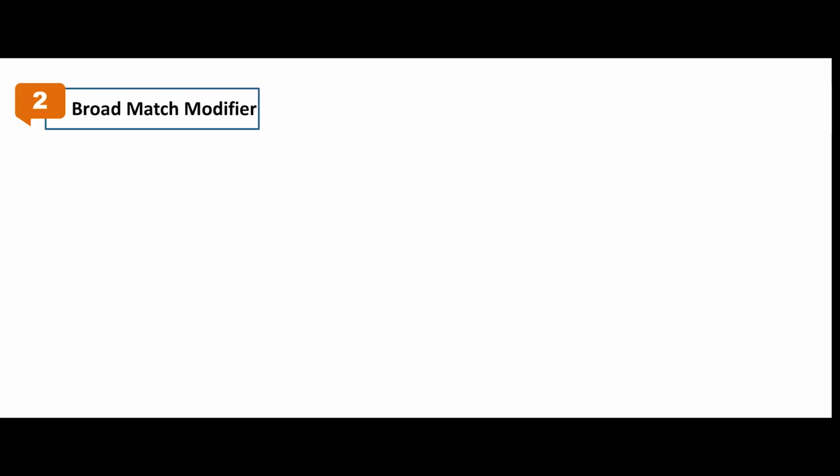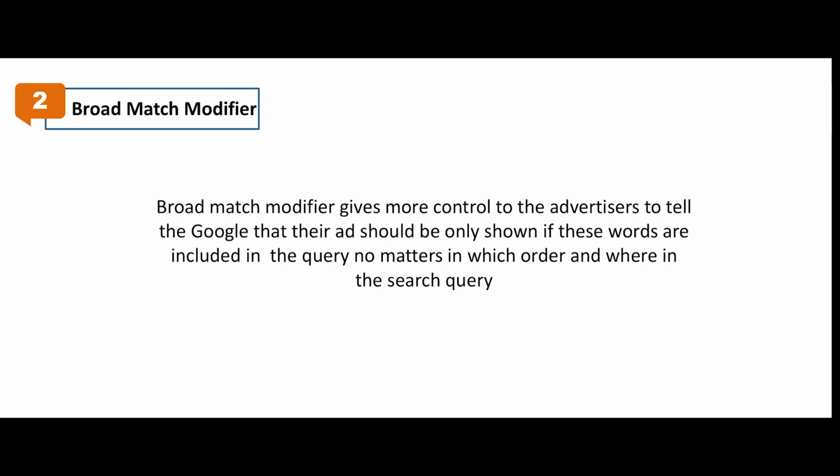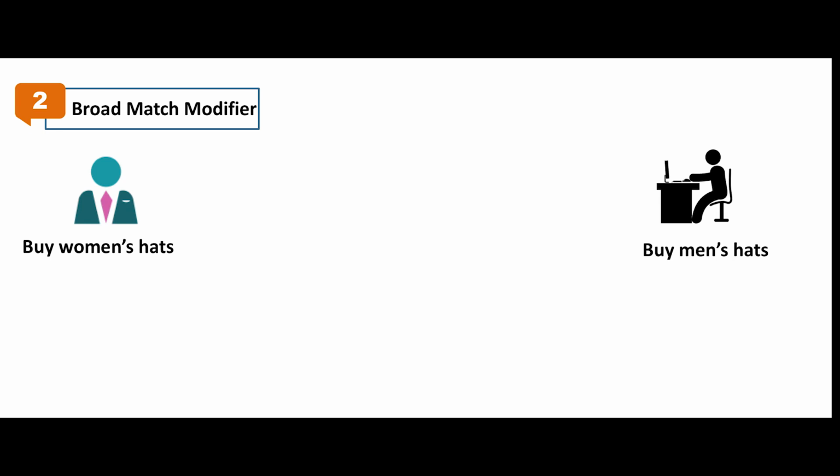Next we have the broad match modifier. Broad match modifier gives more control to the advertisers to tell Google that their ad should be shown only if these words are included in the query, no matter in which order and where in the search query. For example, in case of broad match, my set keyword is buy women's hat. There is a possibility that the ad will be triggered if someone searches for buy men's hat because 2 words in the search query are from your set keyword.